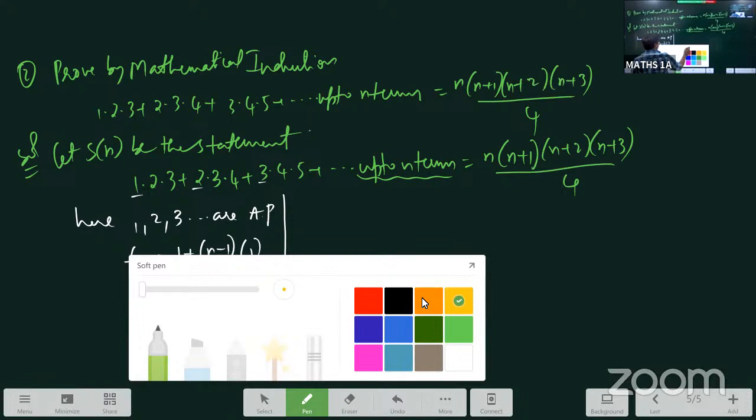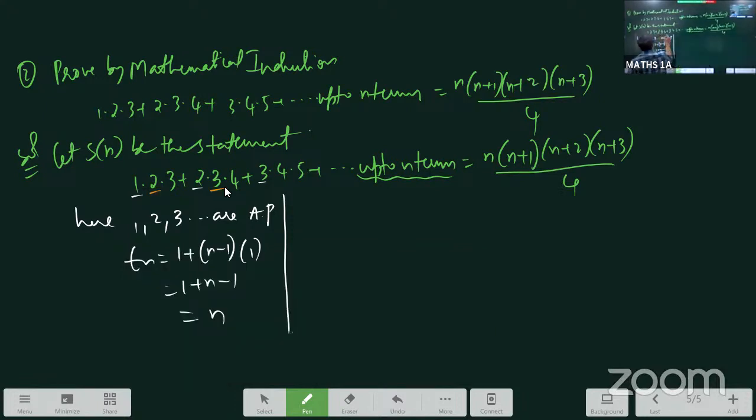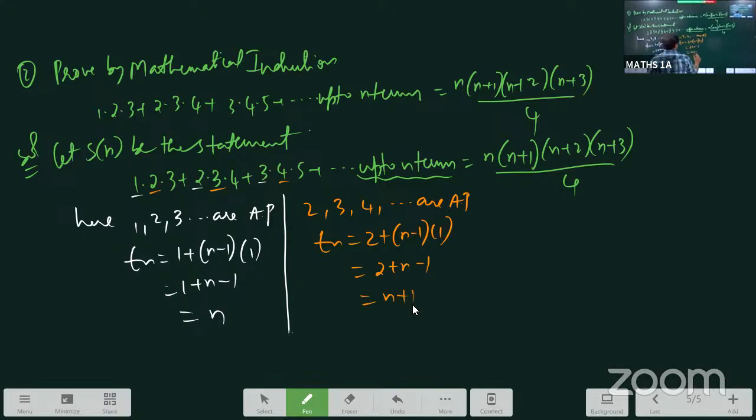Next, the product of second terms I'm talking about. Second numbers in the product, each and every term. That is 2, 3, 4, and so on are in AP. Tn is equal to a plus n minus 1 into d. What is a? 2 plus n minus 1 into 1, that is n plus 1.